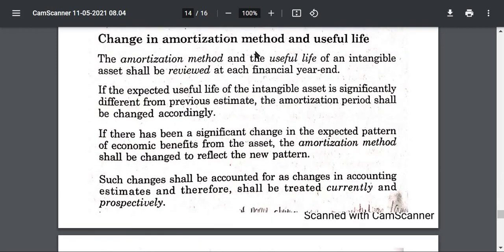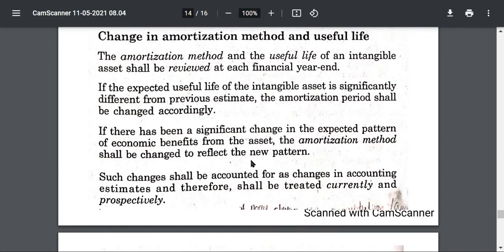Kapag may change in amortization method and kapag may change yung useful life ng intangible asset, it shall be reviewed at each financial year end, kasi yung amortization method and useful life ay nire-review siya at each financial year end. So if the expected useful life of the intangible asset is significantly different from previous estimate, then i-update mo lang yung amortization period. If there is also a significant change kung paano ginagamit o yung pattern of usage of the asset, then the amortization method shall also be changed to reflect the said pattern.